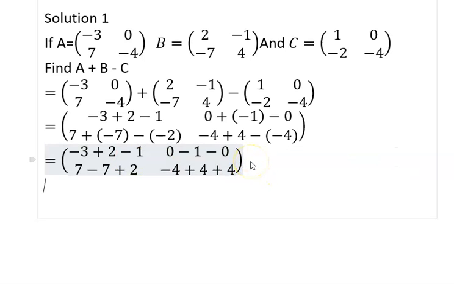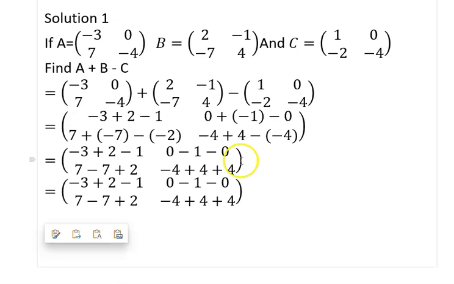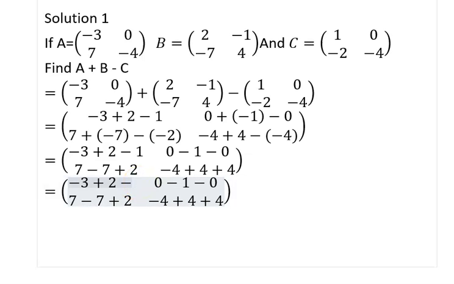So let's see what our final answer will look like. Minus 3 plus 2 gives us minus 1. Minus 1 minus 1 gives us minus 2. 0 minus 1 will give us minus 1. Minus 1 minus 0 will still give us minus 1.